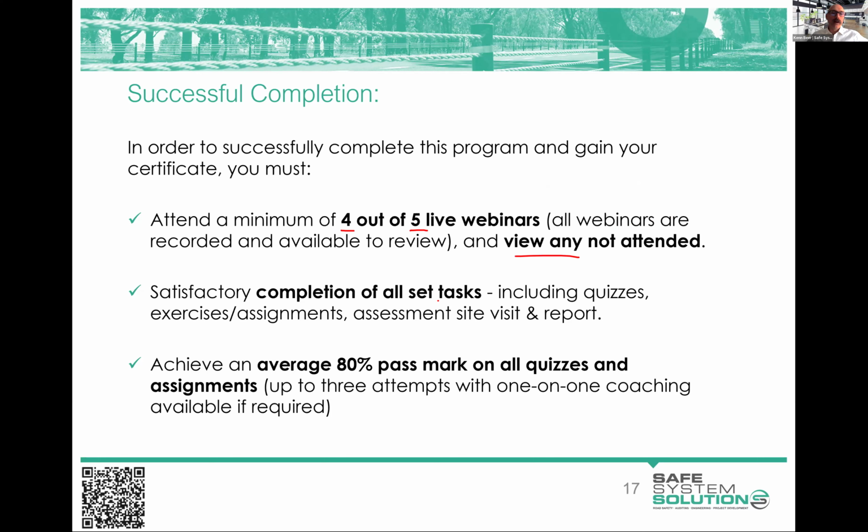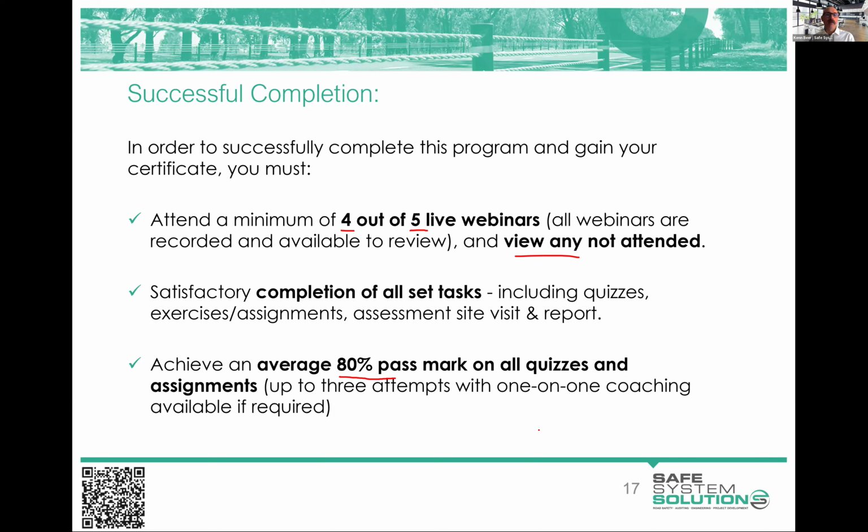You've got to complete all set tasks. We have quizzes, exercises, assignments, site visits, and reports, so there's a bit to do in this course. Then we have an 80% pass mark, which is the competency benchmark. It's high, and we don't shy away from that, but nothing is rocket science. It's all fairly logical stuff, and it will all be covered in the course.